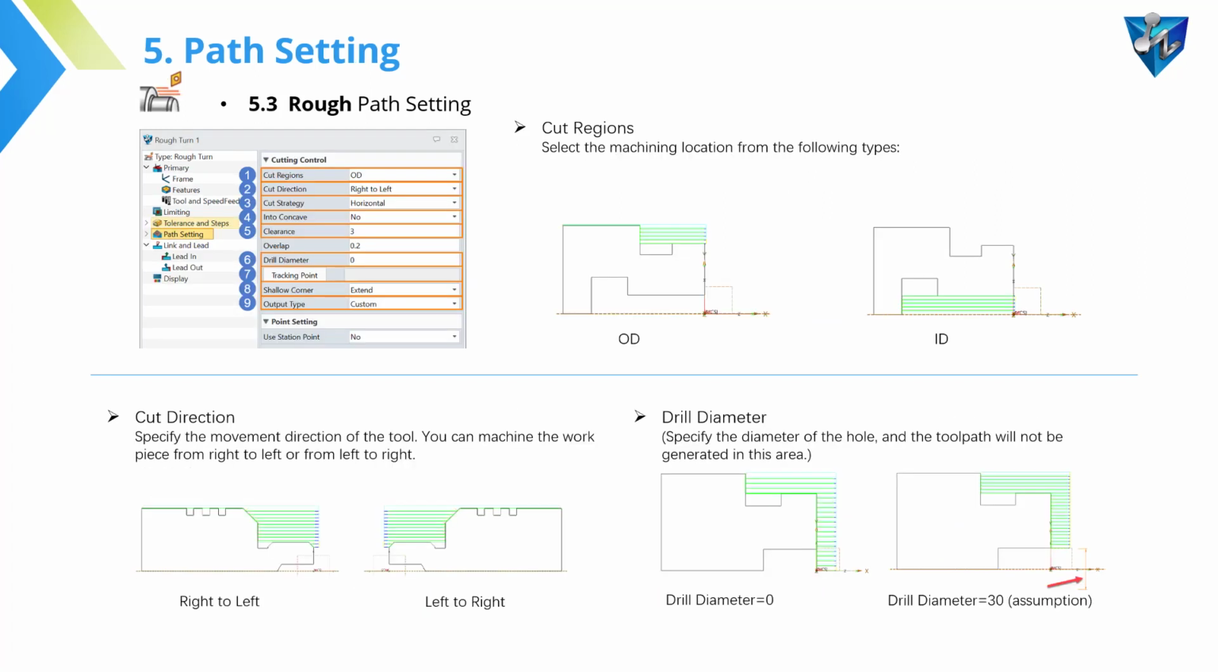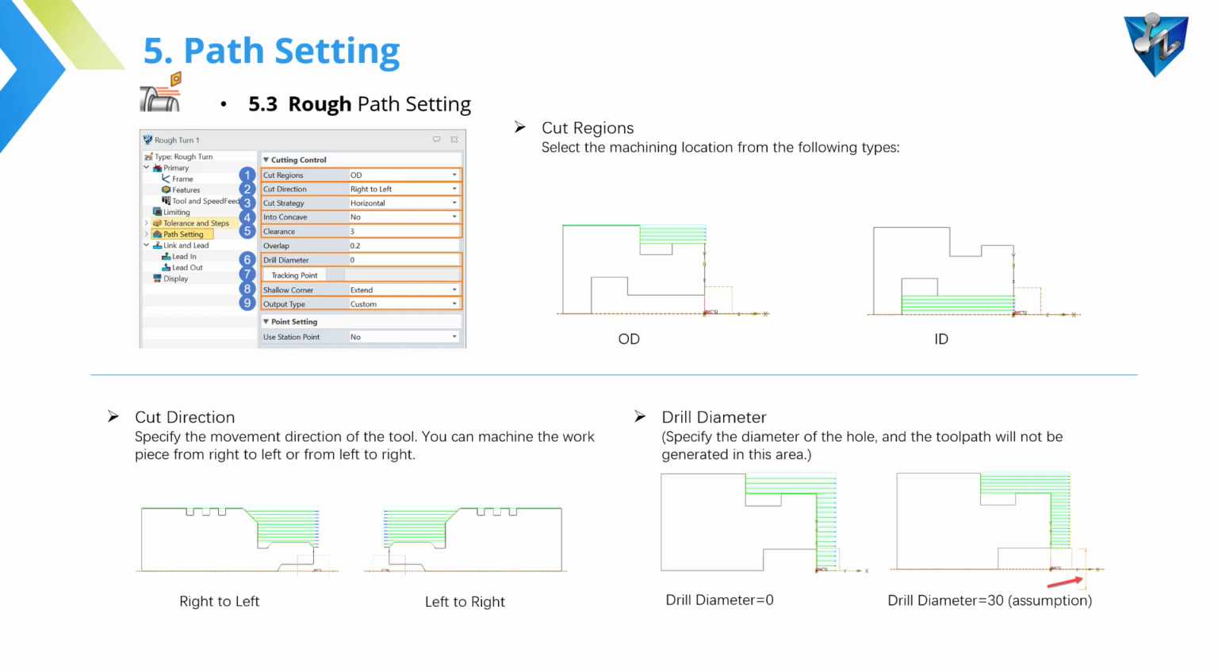Now, let's move on to the toolpath setting parameters for the rough operation. There are a total of 9 commonly used parameters. The first one is cut region, which can be divided into OD and ID. This parameter is used to choose the machining location, either on the outside or inside of the workpiece. Next is cut direction, which is used to specify the tool's movement direction. You can have the tool move from right to left or from left to right.